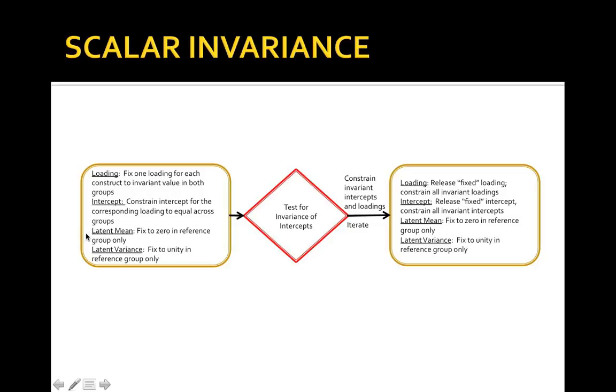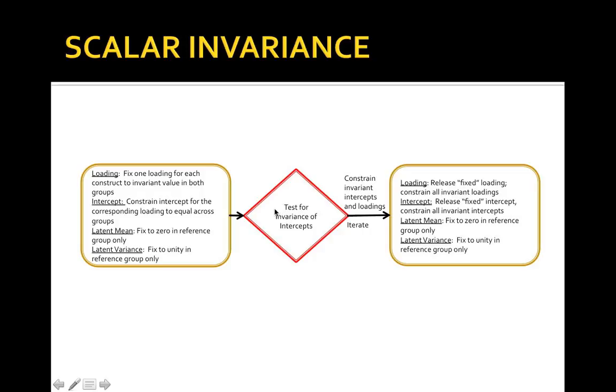For the latent means, that's the means of the latent constructs that the items are loading on, we'll fix them to 0 in the reference group only. For the latent variance, we'll fix it to unity, that's 1, in the reference group only. So the latent means and variances will be set free to vary in the non-reference group. Then we'll test for invariance of the intercepts.